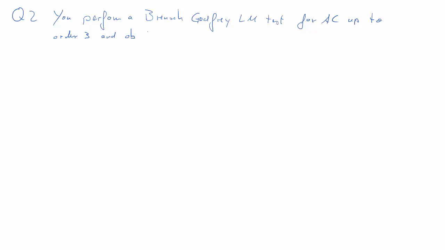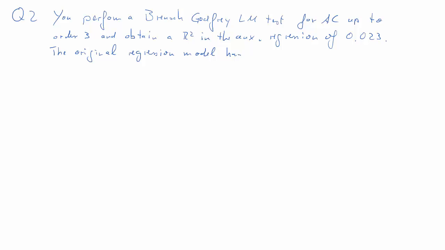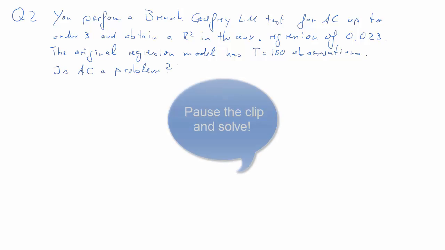So let's pose a question with respect to the Breusch-Godfrey test. Assume you performed a Breusch-Godfrey test, the Lagrange multiplier test for autocorrelation of up to order 3. So we included 3 lags in the auxiliary regression, and you obtained an R squared in that auxiliary regression of 0.023. The original regression model, in step 1 of our procedure, had 100 observations. Now the question is: is autocorrelation a problem? Pause the clip and try to solve the question.